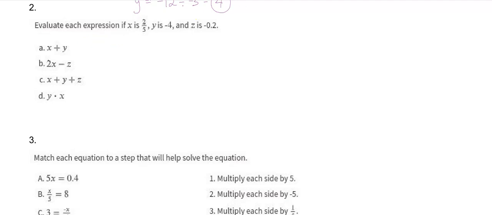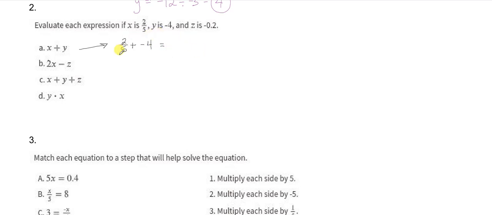And for this particular one, we have x plus y, and we know that x is equal to 2/5, so this would be 2/5 plus the value of y, which is -4. So this is the problem that we have to do.